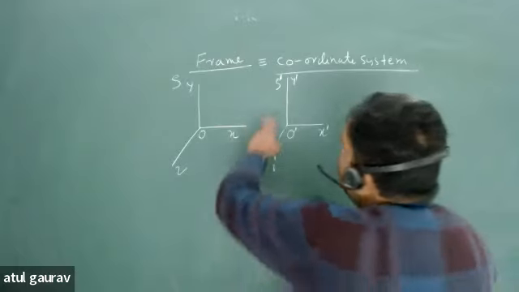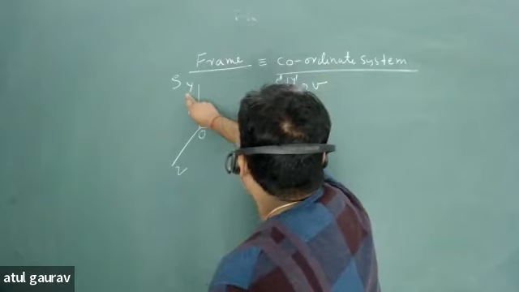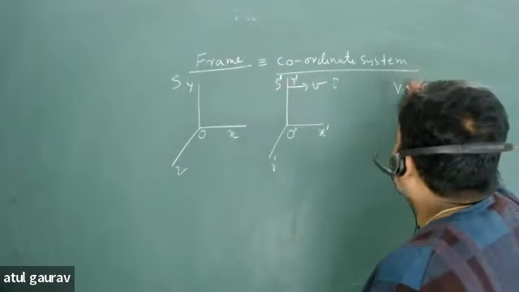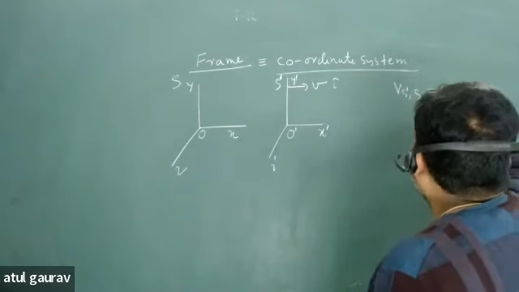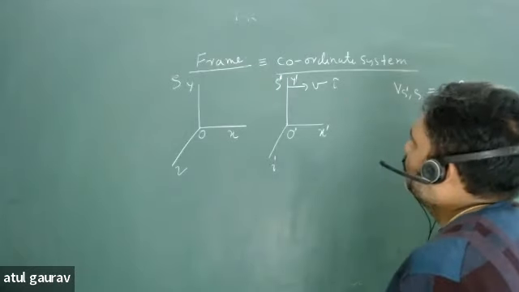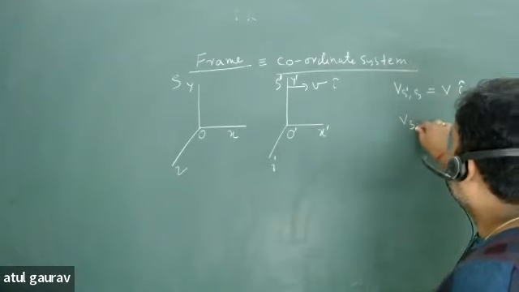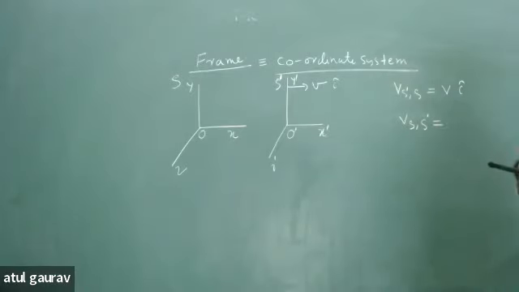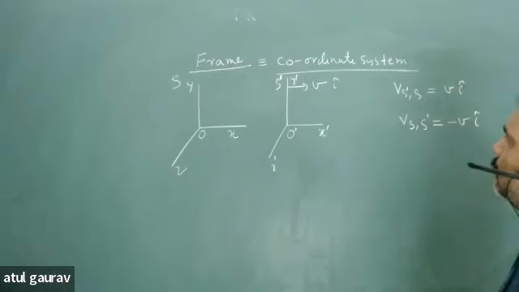So if I say S dash is moving with respect to S in the i cap direction, I can write the velocity of S dash with respect to S is equal to V in the i cap direction. Then I am also saying the velocity of S with respect to S dash is what? Minus V i cap.